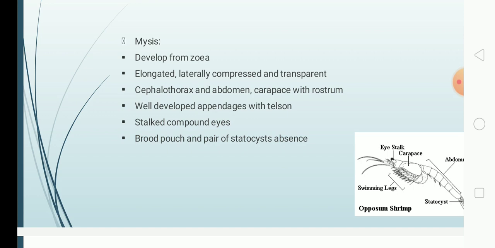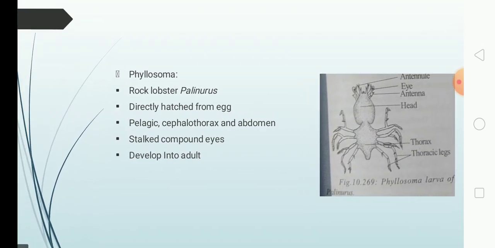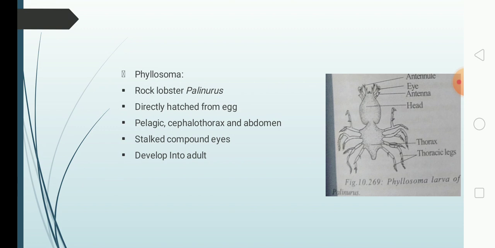The next and last larval stage is the phyllosoma. This phyllosoma is the larval stage of the rock lobster, that is Palinurus. It is directly hatched from the egg. The eggs of the rock lobster will directly hatch into this phyllosoma, so no other intermediate larval stage will be present. It is commonly called a glass crab, and it is a modified form of the mysis larva.